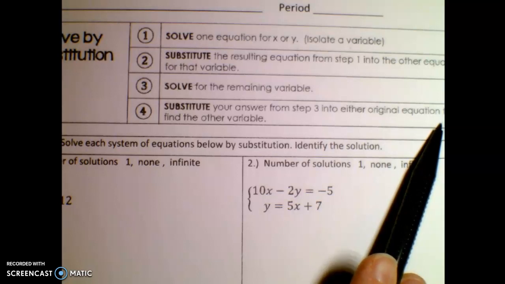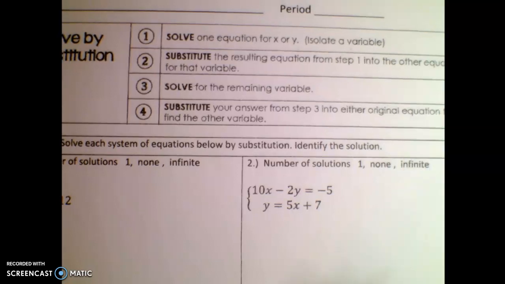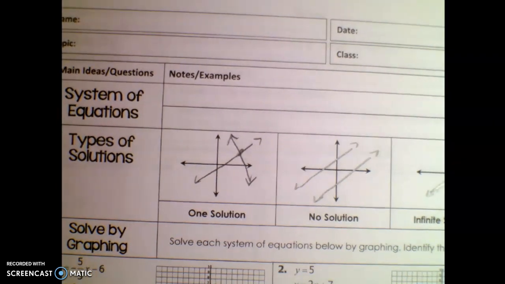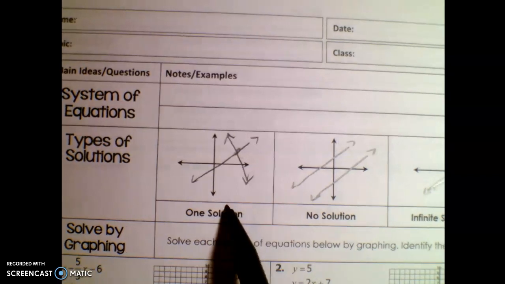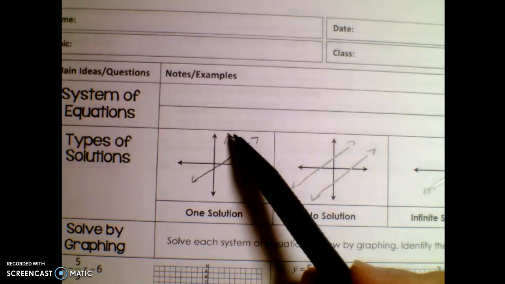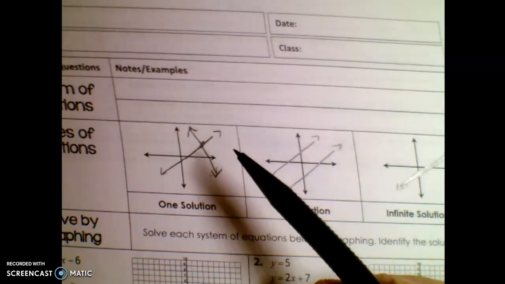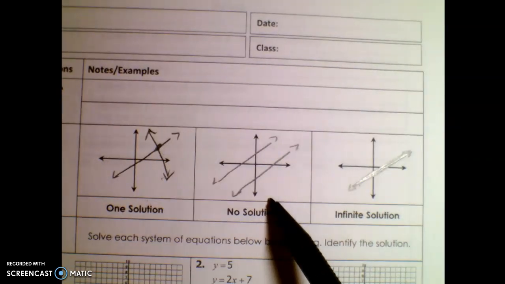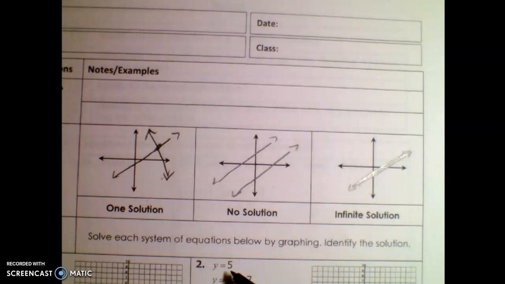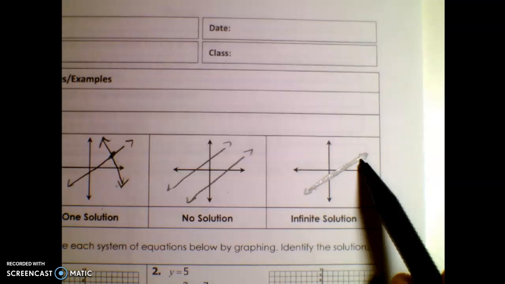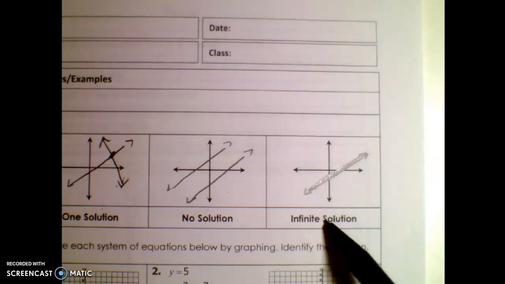Okay, it'll make a little bit more sense once we actually do it. So before we get started, though, I just want to remind you, when we solved systems of equations graphically, we saw that it was possible to get one solution. And what one solution meant is that the two lines crossed. They had different slopes, and they intersected in one place. It was possible to have parallel lines, and that meant there'd be no solution because the lines never meet. And it was possible to have coincident lines, which means one line on top of the other. They're the same line.